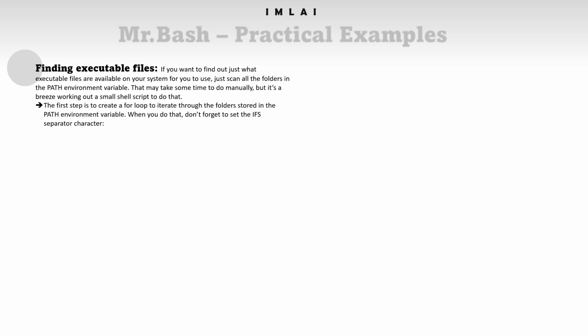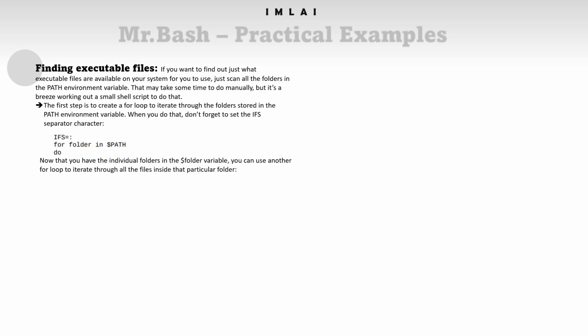That may take some time to do manually, but it's a breeze working out a small shell script to do that. The first step is to create a for loop and then iterate through the folders stored in the PATH environment variable. When you do that, don't forget to set the IFS separator character. So let's look into the code: IFS, and then for folder in the PATH, do.